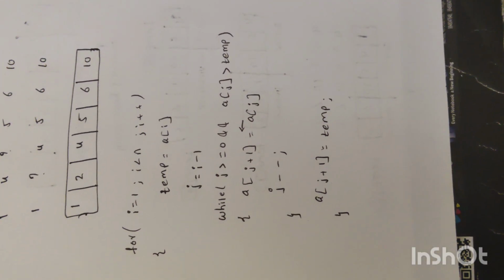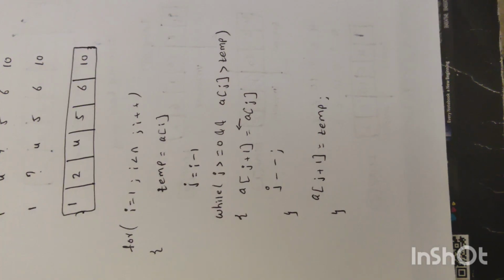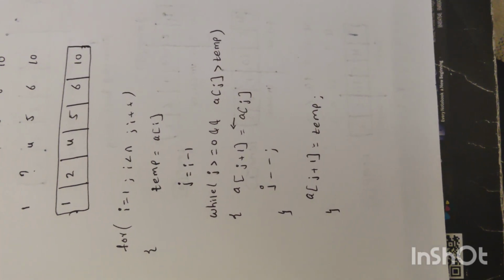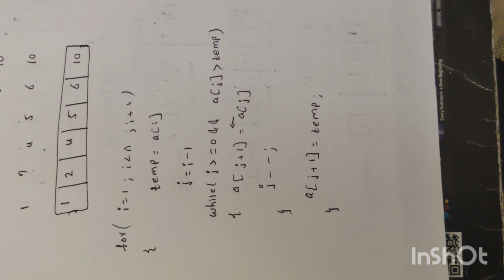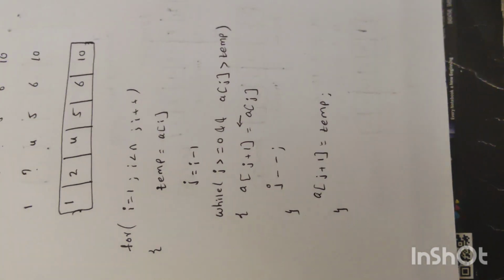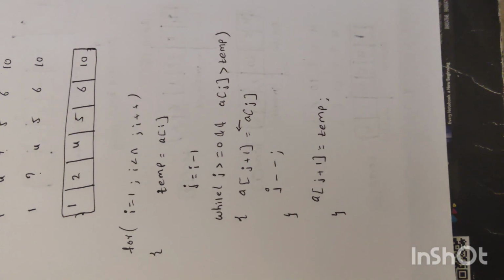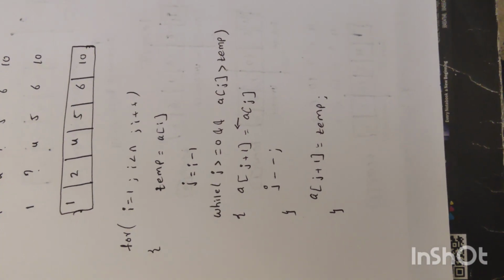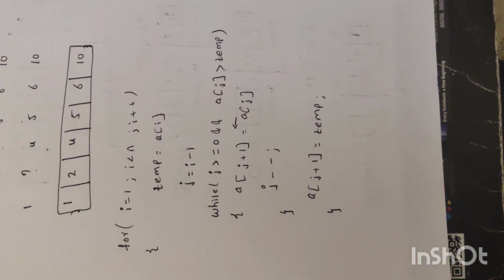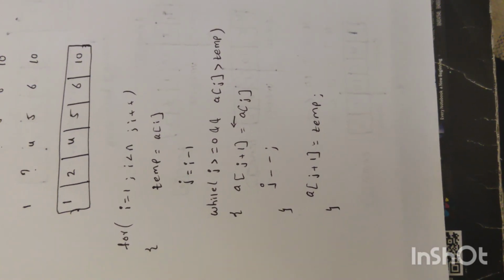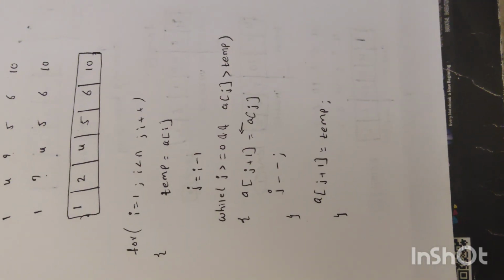Fine. And after that you will store what? Here now we have stored what? This key value, sorry, the temp value. So where will you store it? A of j plus 1 is equal to temp. So this is the while loop and this is the outer for loop. Fine. In A of j plus 1 you will store what? Temp.